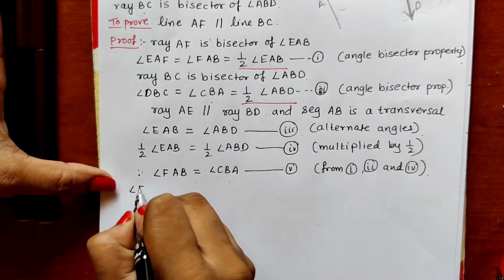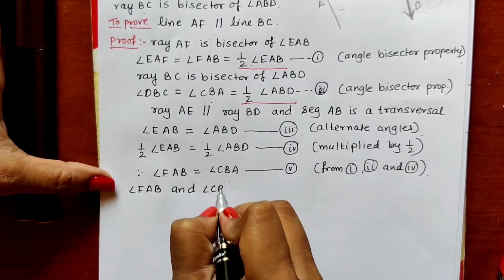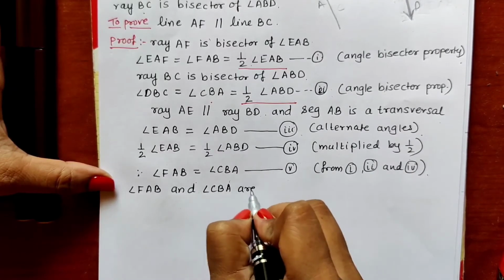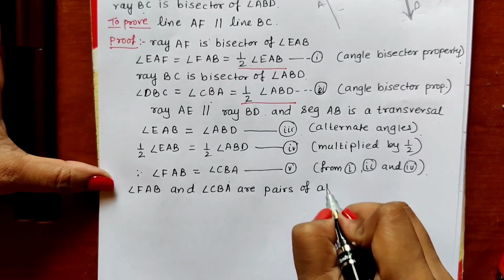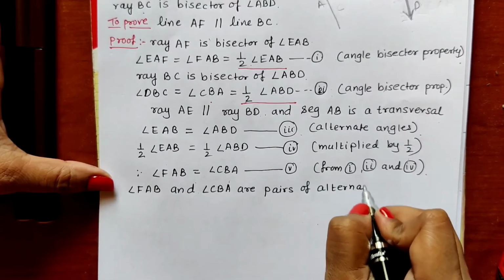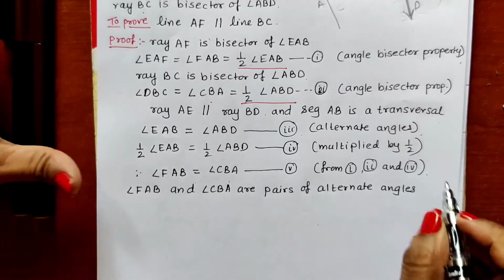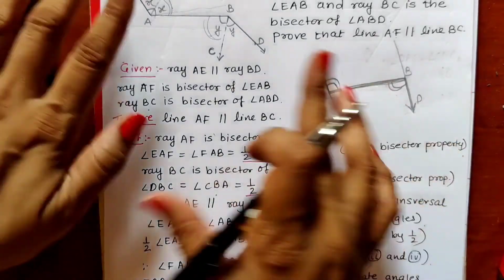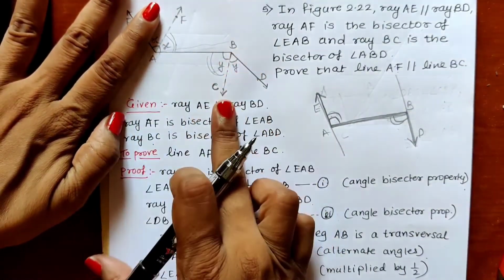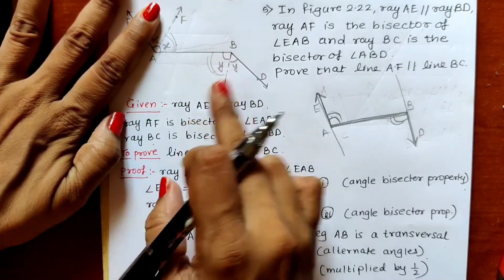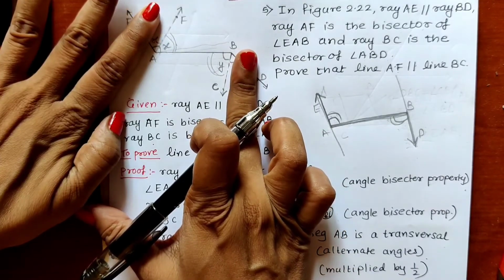Angle FAB and angle CBA are pairs of alternate angles due to ray AF and ray BC and transversal AB, and therefore ray AF and ray BC will be parallel to each other.